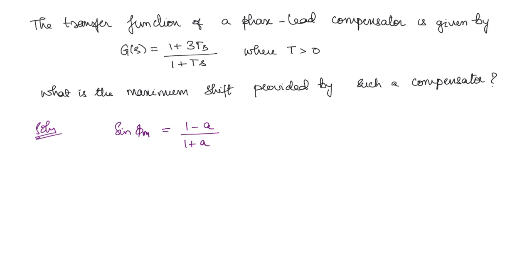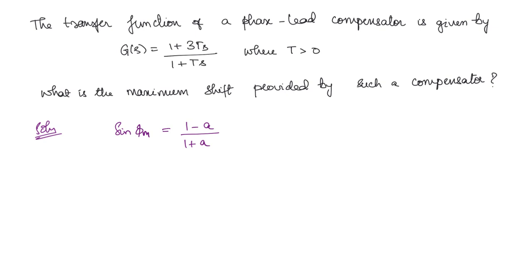If it was a lag compensator, then a will be greater than 1, so 1 - a will be negative. So phi m will come out to be a negative value, which is what we want in a lag compensator. Okay. So now here you need to find out what is the value of a.